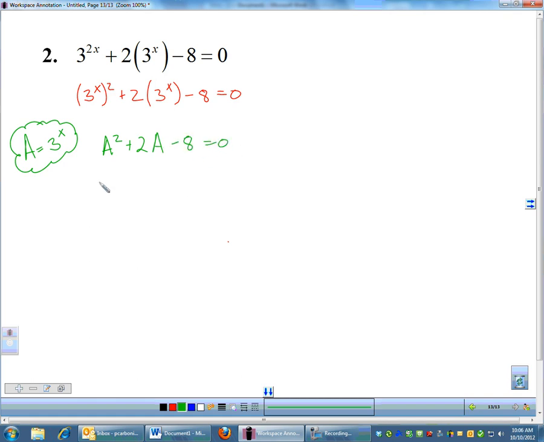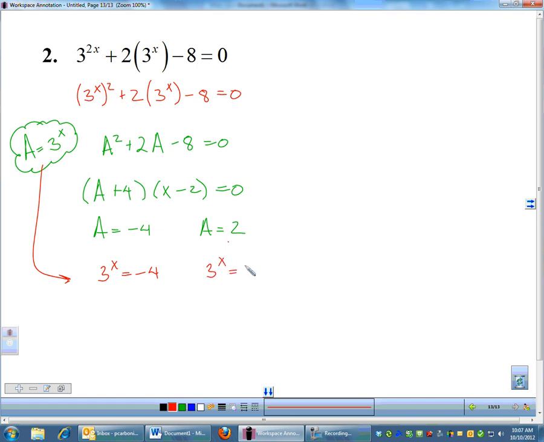And if I factor that, it factors as a plus 4, a minus 2, and then you get values a equals negative 4 and a equals positive 2. But that was just temporary. You don't want to solve for a, you actually want to solve for x. So now we're going to plug 3 to the x back in. 3 to the x equals negative 4, and 3 to the x is equal to 2.